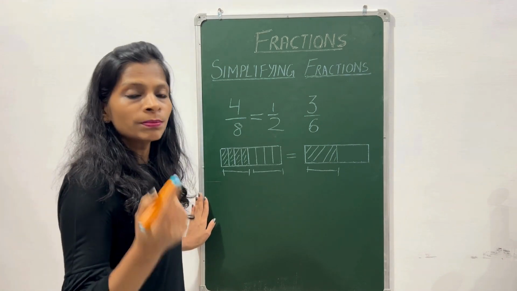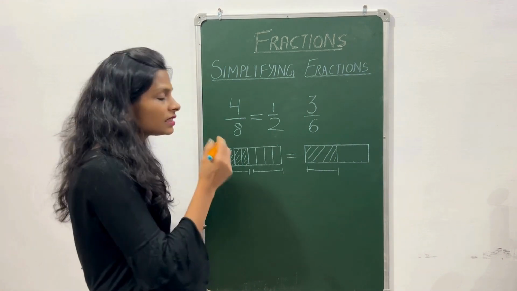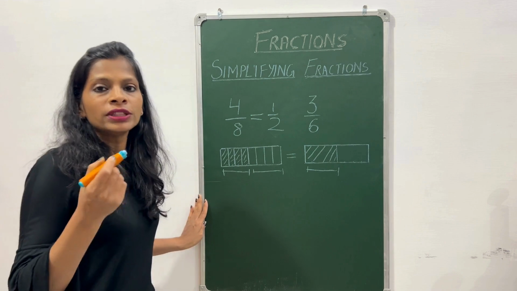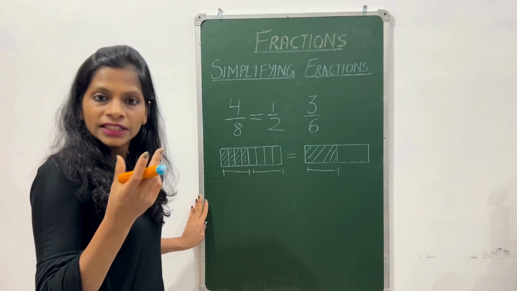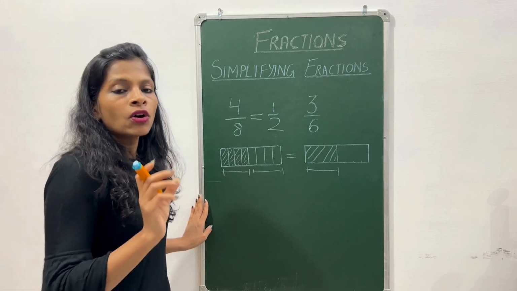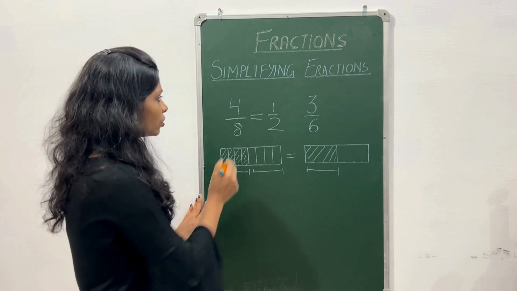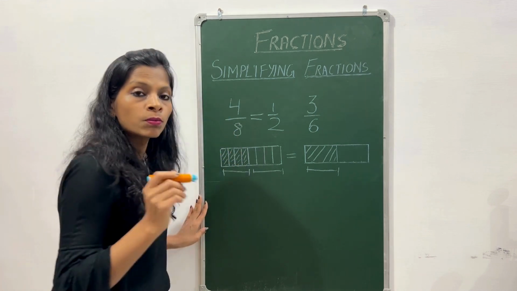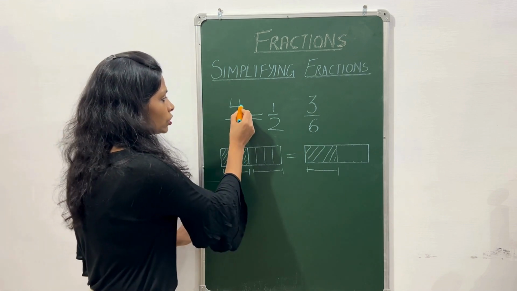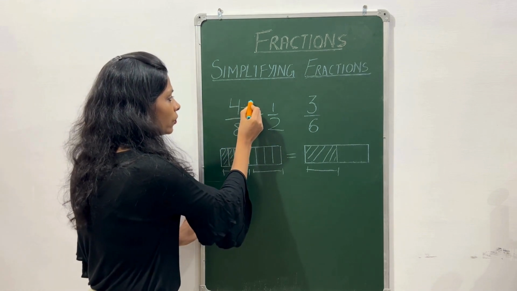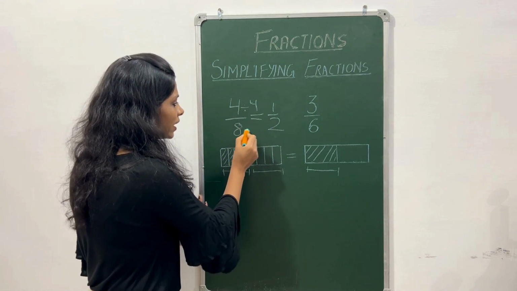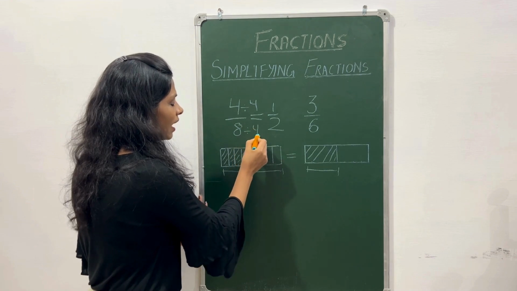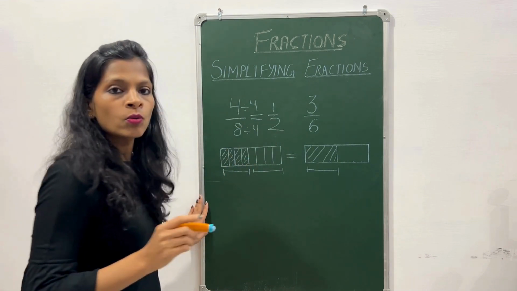But how do we simplify a fraction? To understand simplifying fractions, you need to have a little idea about divisibility rules and also know division. So here, when I see this fraction, I understand that 4 and 8 are both divisible by 4. So I divide the numerator by 4 and divide the denominator by 4. And that is why I get 1 over 2.